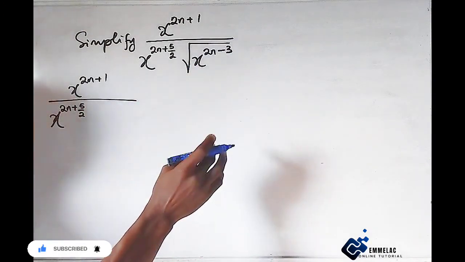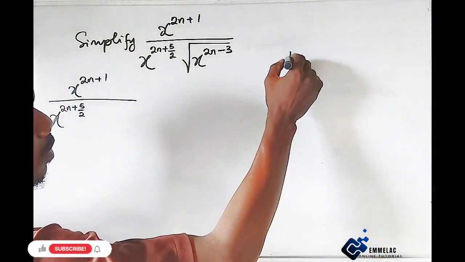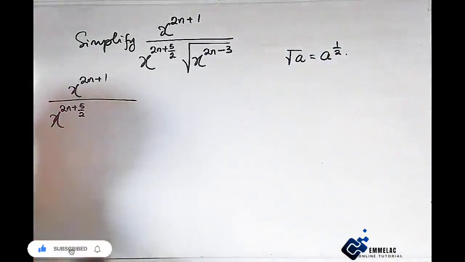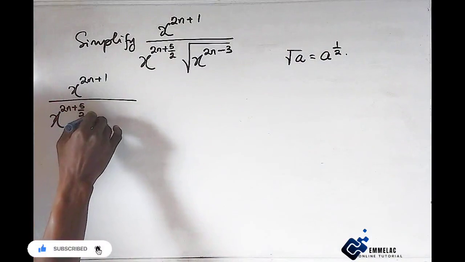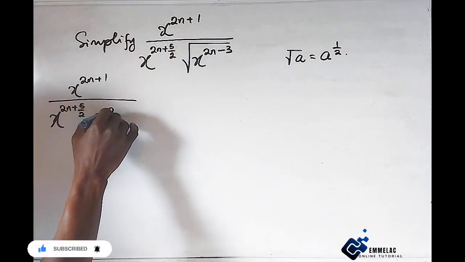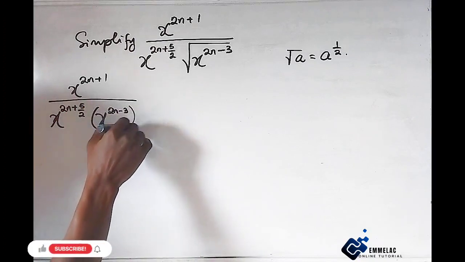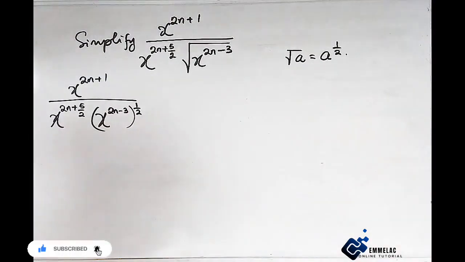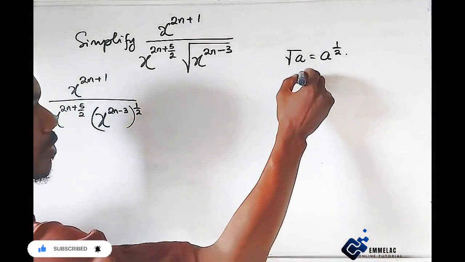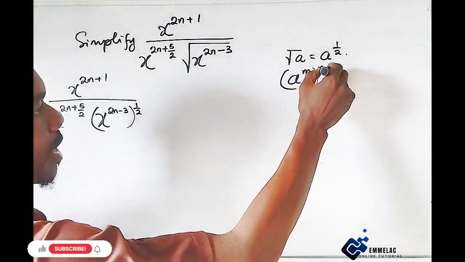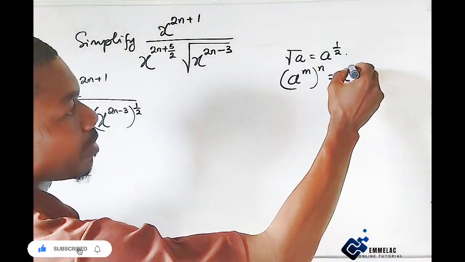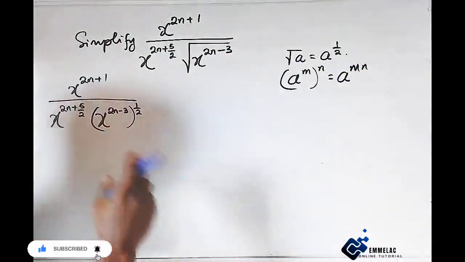the square root here, let us take note that according to the law of indices, when you have the square root of a, it equals a raised to the power of 1 over 2. And if that is true, we can say this is x raised to the power of 2n minus 3, all raised to the power of 1 all over 2. Let's also recall that when you have a raised to the power of m, raised to the power of n, we multiply the powers, so the power will be nm.